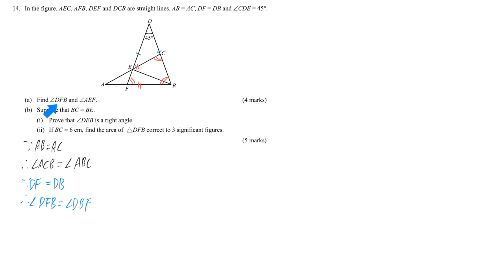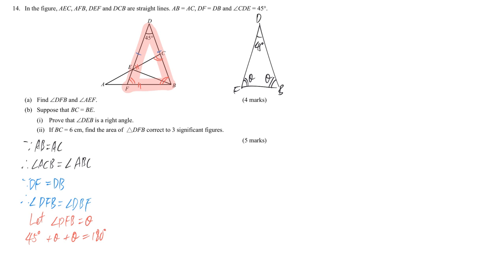Afterward, our target is angle DFB. Angle DFB, we are talking about this one. So we may consider a triangle like this. We realize that we have all three angles of this triangle, 45 degrees. Our target, we may let it be theta. So we let angle DFB equal to theta. Then we have 45 degrees together with theta together with another theta equal to 180 degrees. Angle sum of triangle. Again, you don't need to write it down. So we have 67.5 degrees here.